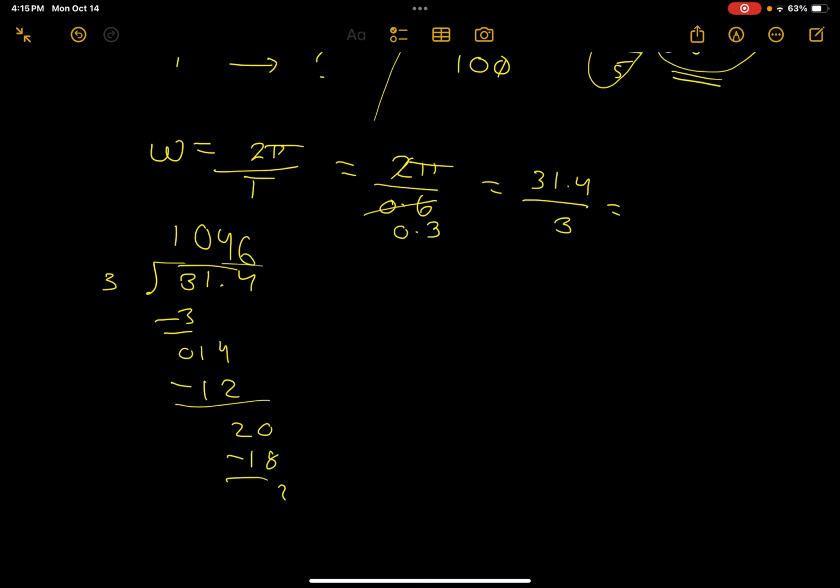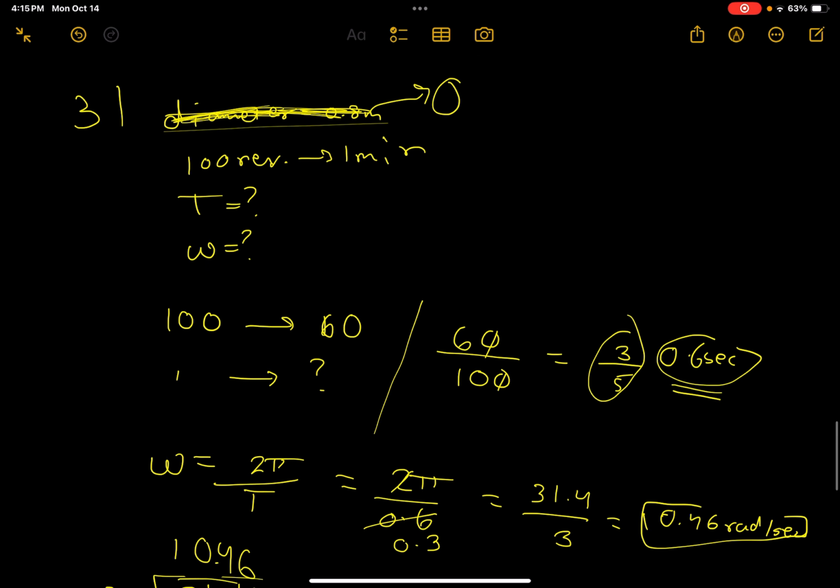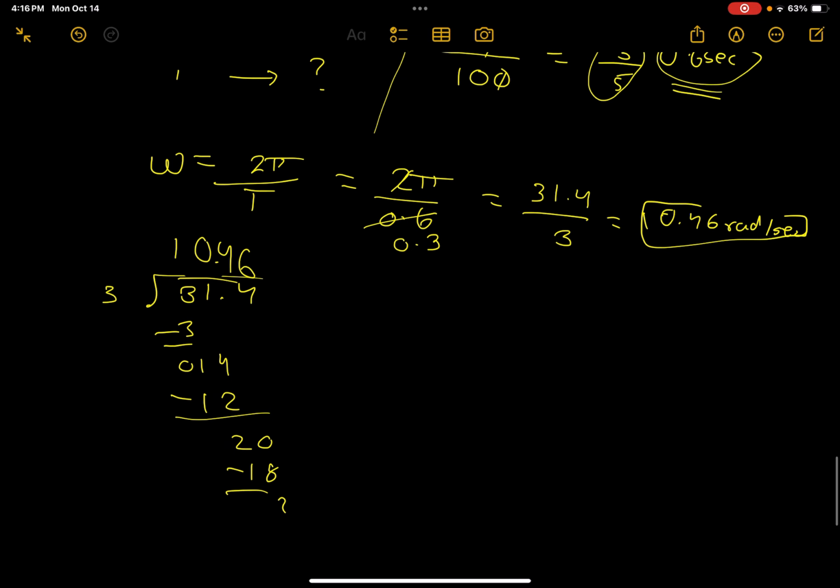So it takes around 10.46 radians per second in order to make one revolution for this circle right here, with diameter 0.8 meter. So yeah, this is pretty much it. I'll be discussing some more advanced numericals based on kinematics in the next video. Thank you.